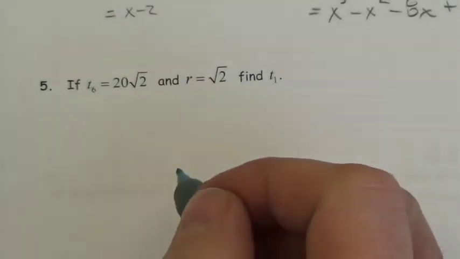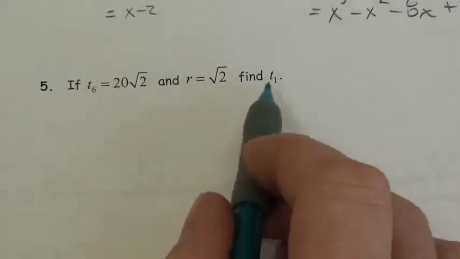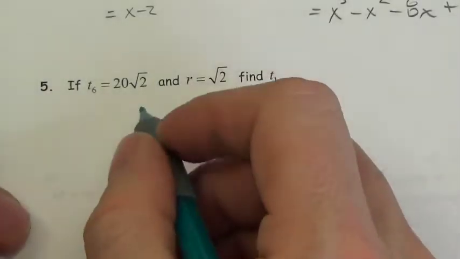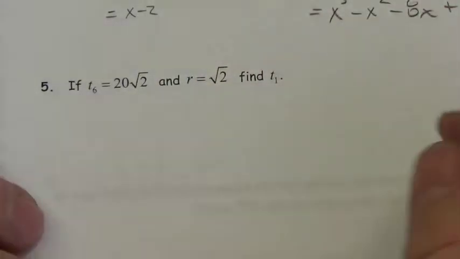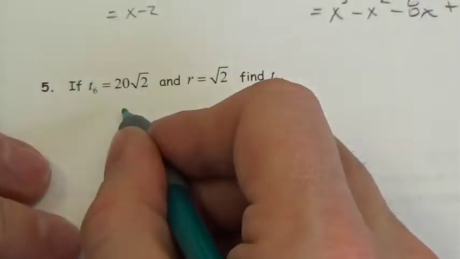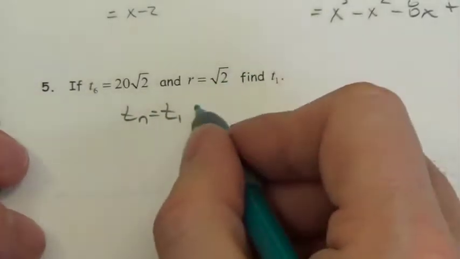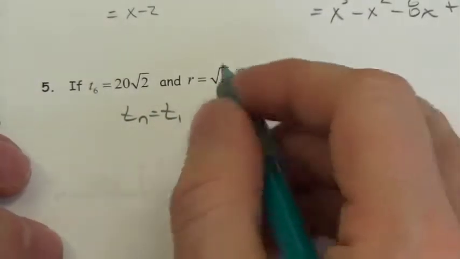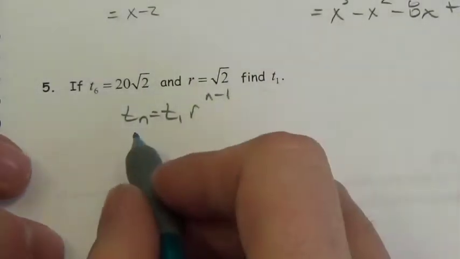The sixth term is 20 root 2, and r is equal to root 2. Find the first term. Okay, well, I know that the first term is part of every general expression, so let's do this here. So tn is going to equal t1 multiplied by r to the n minus 1. Okay, I know that that's what the formula is.